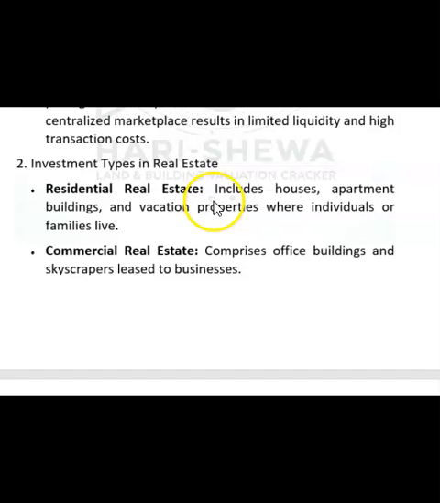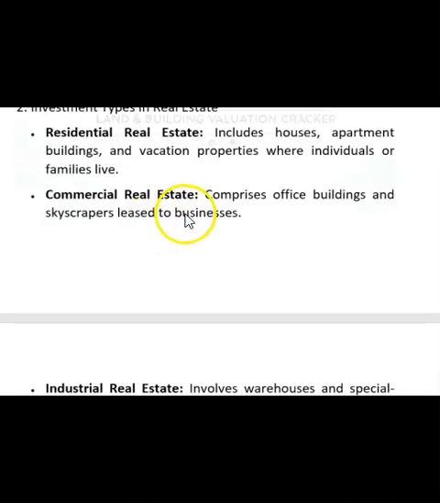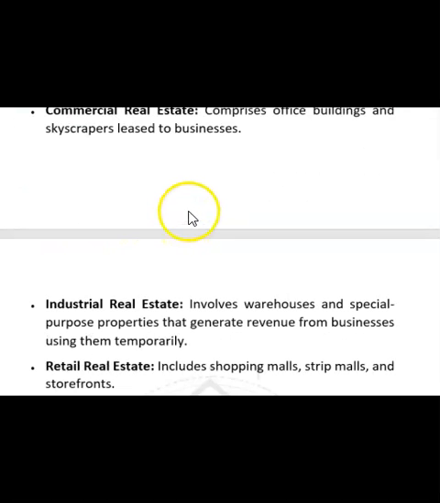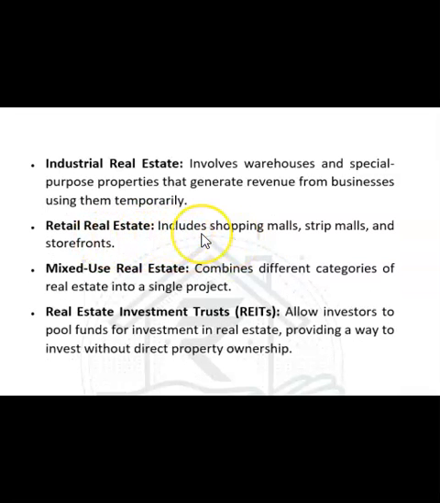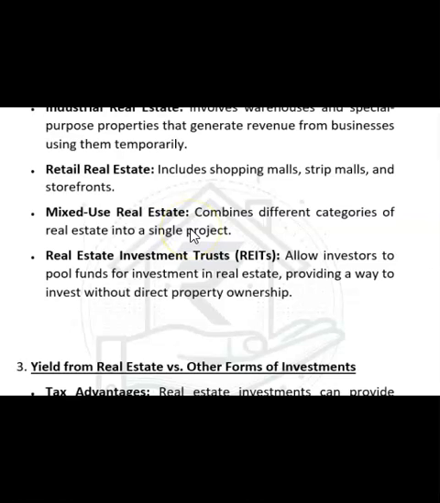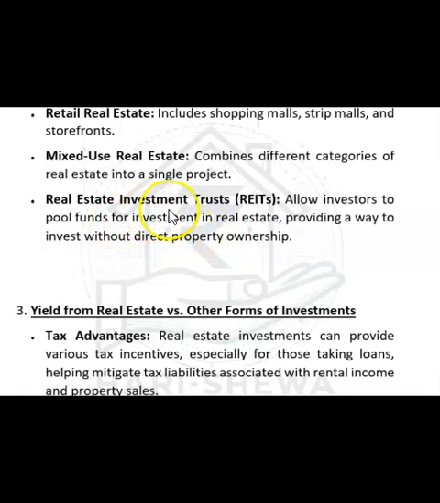Investment types in real estate: residential real estate. You can buy houses, flats. Commercial real estate: office buildings, skyscrapers. Industrial real estate involves warehouses, factories. Retail real estate includes shopping malls, strip malls, and storefronts. Mixed use real estate combines different categories of real estate into a single project. Real estate investment trusts allow investors to pool funds for investment in real estate, providing a way to invest without direct property ownership.